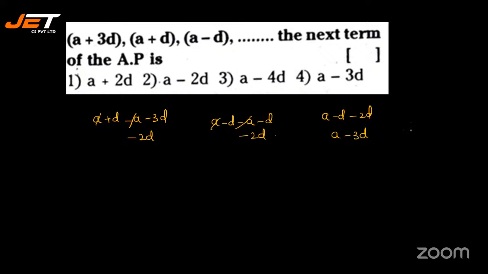Okay. So how do you get this? To this term, add your common difference. So a minus d minus 2d becomes a minus 3d. Right? That is how your option 4 is the correct one.